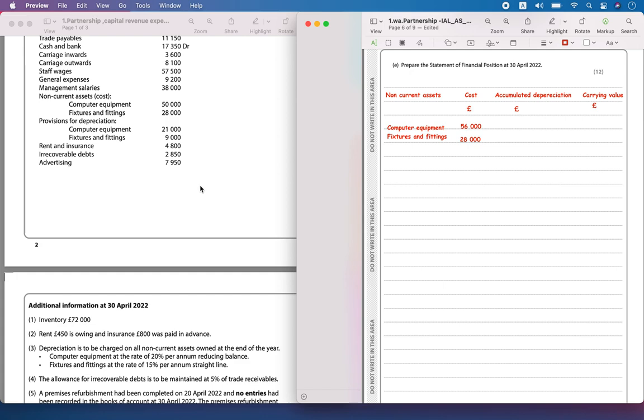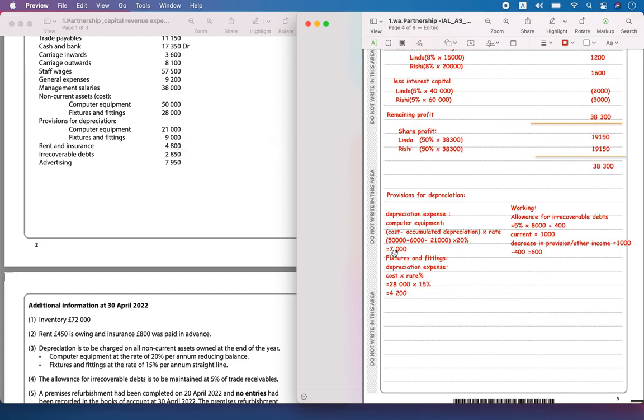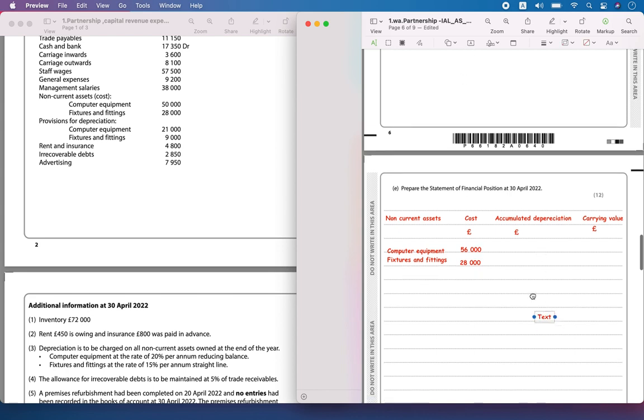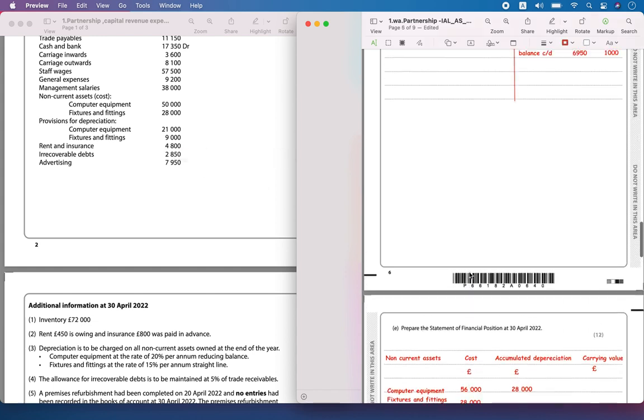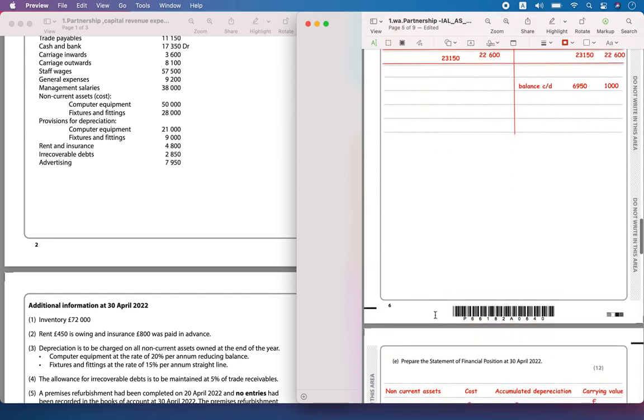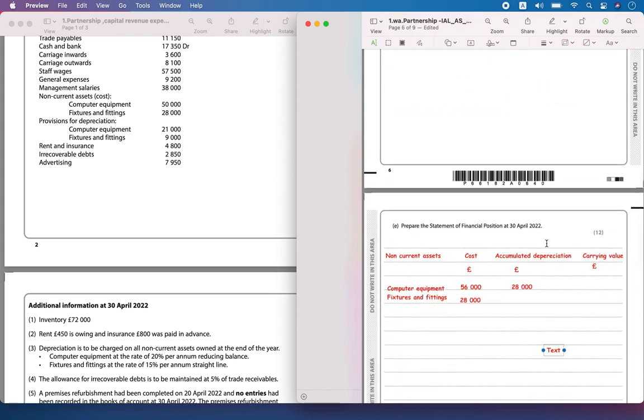And then we have the accumulated depreciation. So 21,000, and this year's expense was 7,000, so the total will become 28,000. And the accumulated depreciation for fixtures and fittings was around 9,000, and this year's was 4,200. So if you add up you will get 13,200. So you add up 9,000 plus this year's depreciation.